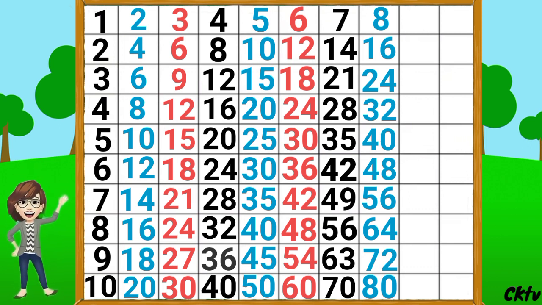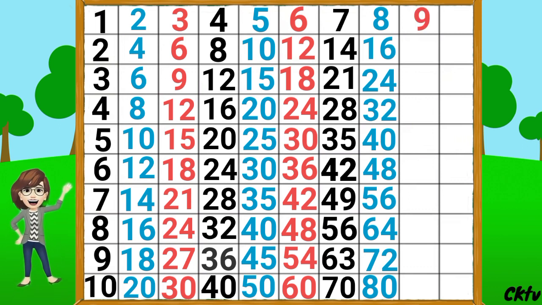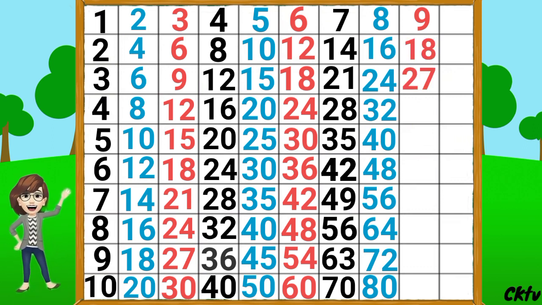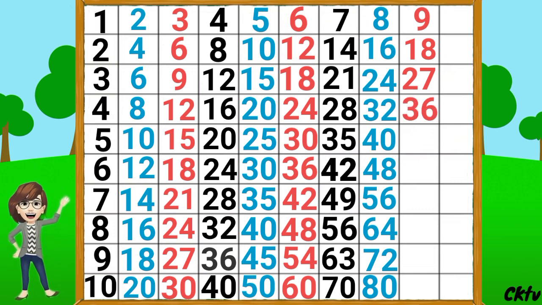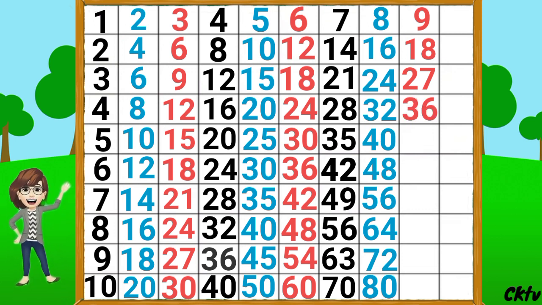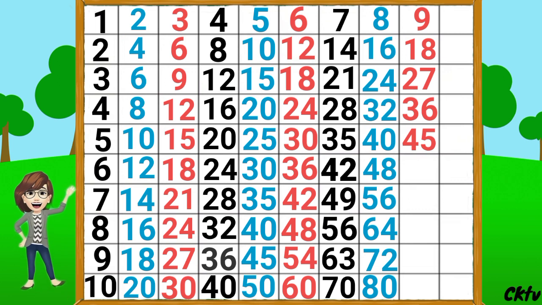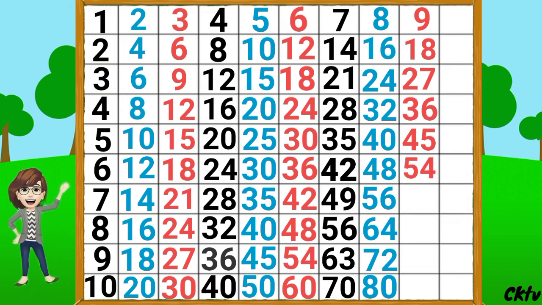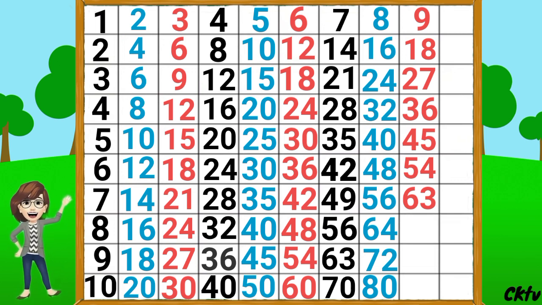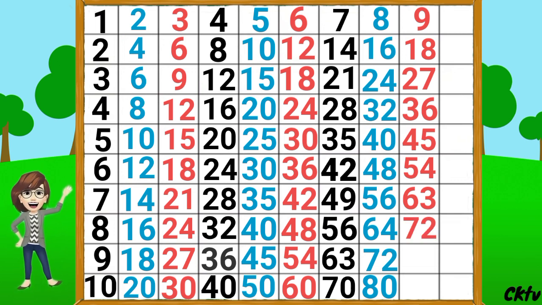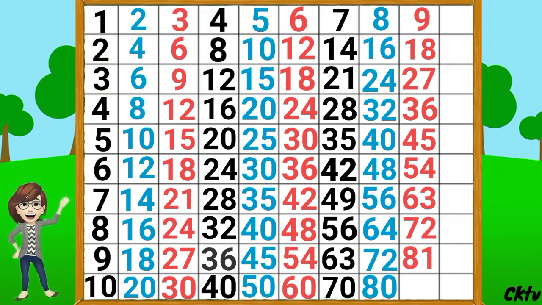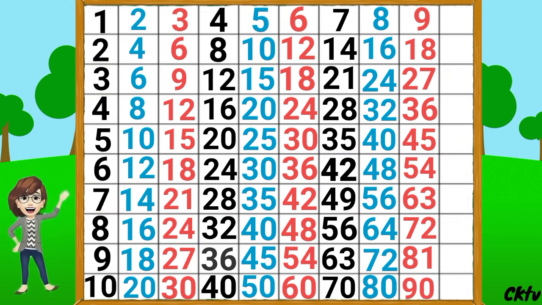8 10 is 80. Table of 9. 9 1 is 9, 9 2 is 18, 9 3 is 27, 9 4 is 36, 9 5 is 45, 9 6 is 54, 9 7 is 63, 9 8 is 72, 9 9 is 81, 9 10 is 90.